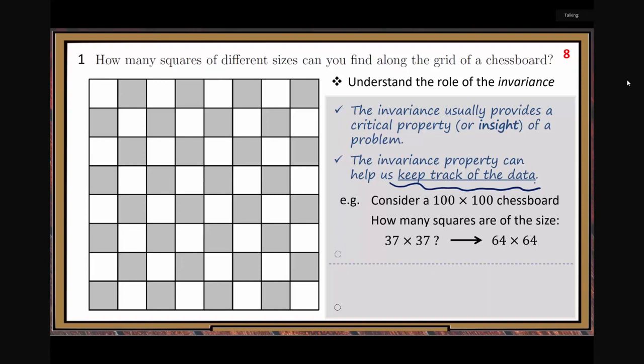Because when you get lost, you need help from this critical property. That's what we call it, the critical property. So now.